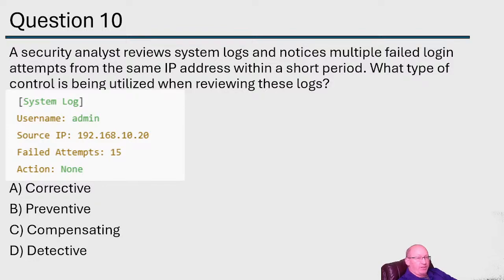A security analyst reviews system logs and notices multiple failed login attempts from the same IP address within a short period. What type of control is being utilized when reviewing these logs? We see a system log, admin, IP address, failed attempts, 15 failed attempts, and of course the action is none. What kind of control are we looking at in here? I'll give you another 10 seconds to answer this one.